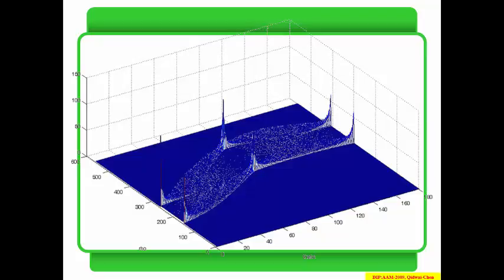Okay? Clear? Any question? Somehow it's difficult to imagine how this transform is working.